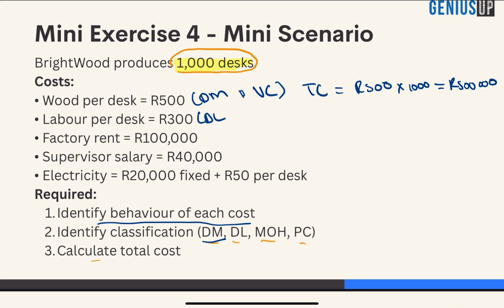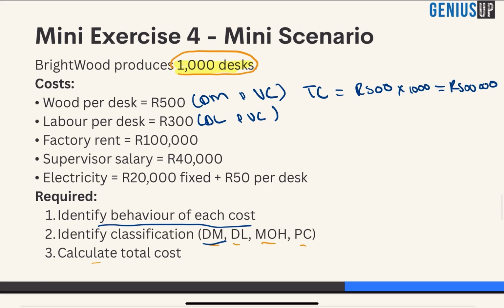They physically work on producing the desk. And this will also be a variable cost, because the more desks that we produce, the more hours or the more work that the employees, laborers have to put in. Therefore, the cost will increase with the number of units that we produce. So the total cost will also be 300 rand times 1,000 desks, and that's going to be 300,000.